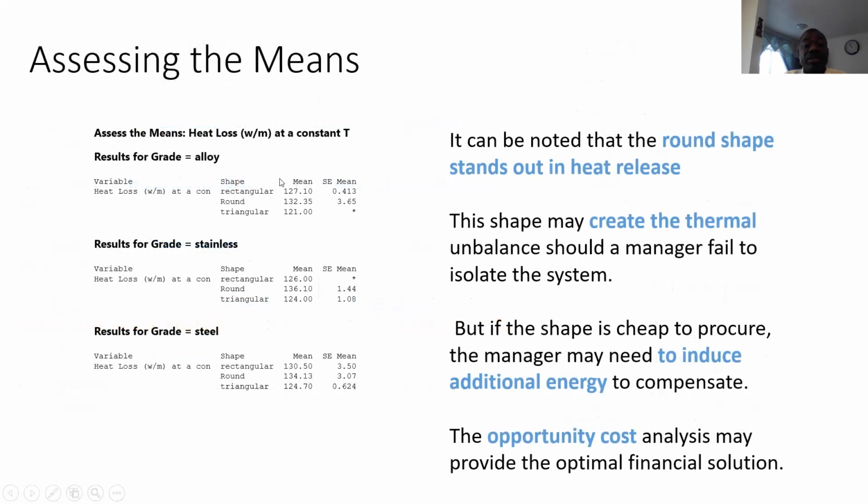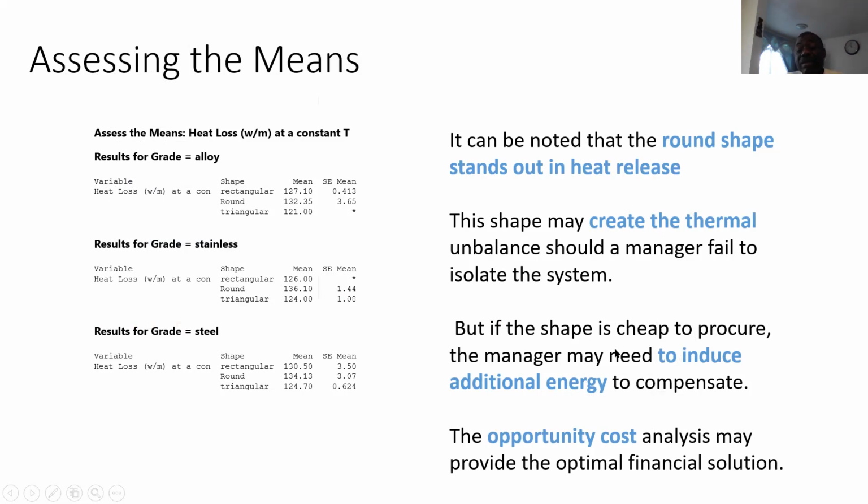Now, it's also important to assess the means, the combination of means, and compare each shape with each other, and each grade with each other. So, for example, here we can see that the round shape stands out with 132 in terms of heat release, whereas the other shapes were about 127 and 121, below. So from the business decision point of view, the shape may create thermal imbalance should the manager fail to isolate the system. So when you use this shape, you need to make sure that you isolate your process or your system to release less energy or exchange less energy.